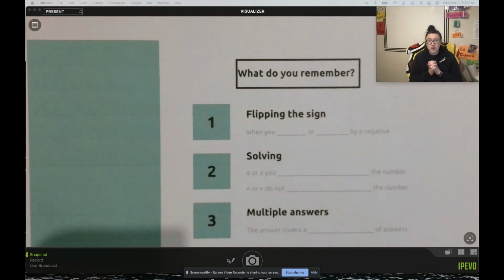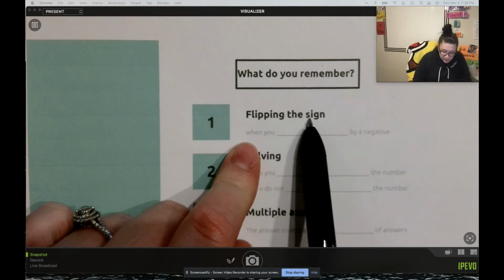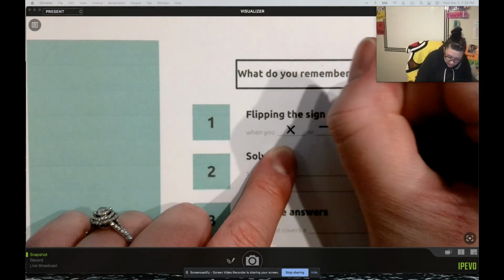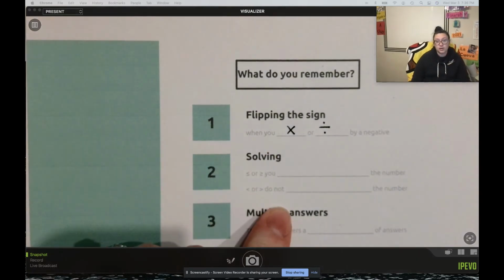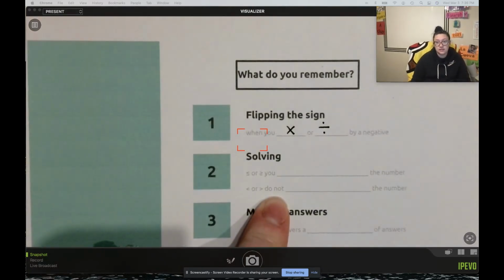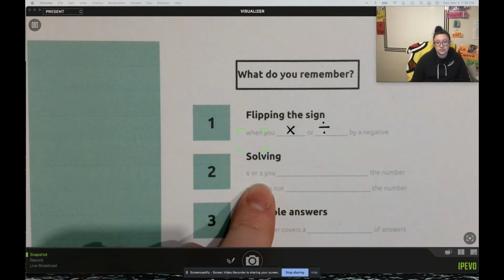Real quick review of the things we just talked about. I've said it once, it must have been important. If I'm saying it a second time, it must really be important. So remember, we flip the sign when we multiply or divide by that negative number. When we multiply or divide by a negative, we need to flip our sign.